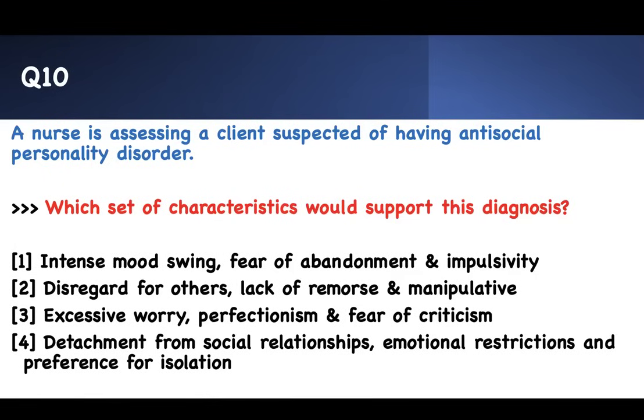If you have mood swings, a fear of abandonment, and impulsivity, what do you think? What do you call these people? Borderline personality. Excessive worry, perfectionism, and a fear of criticism are obsessive compulsive disorder patients. And those who are detached from society with emotional restriction, we call schizoid type behavior. Therefore, what is the right answer? Number 2. This is the concept way of answering questions.